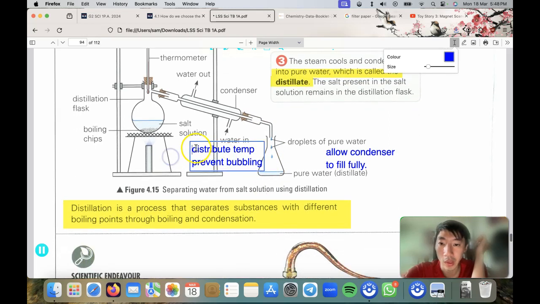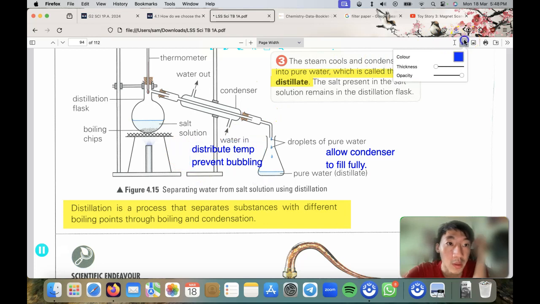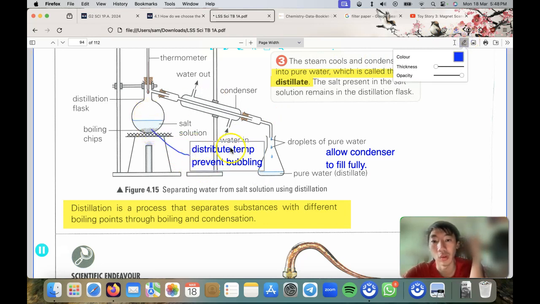This text over here, we see that the boiling chips, as I wanted to tell you just now, the boiling chips in the distillation flask, they help to distribute the temperature and prevent over bubbling. Okay, so write that down and link it to this. Okay, so distribute the temperature and prevent over bubbling.